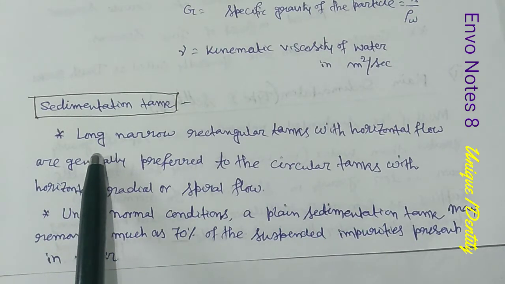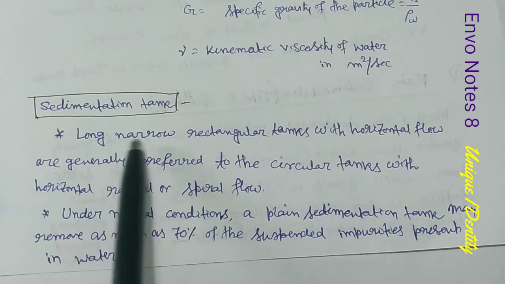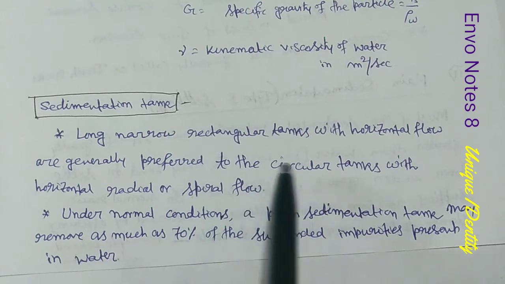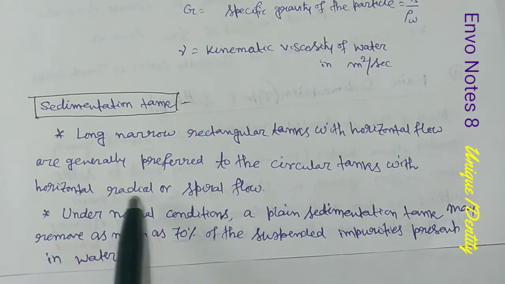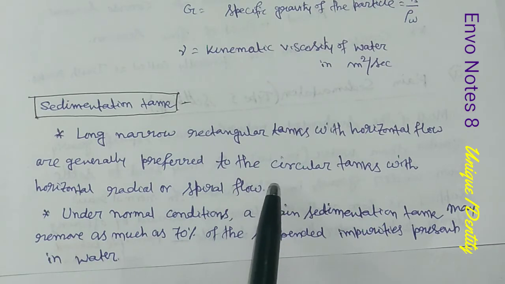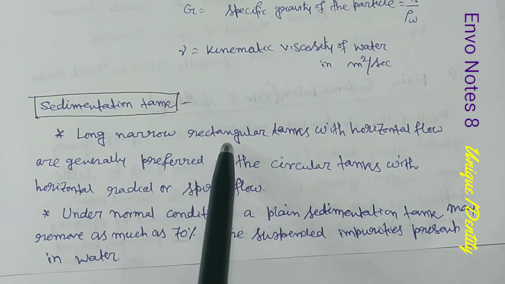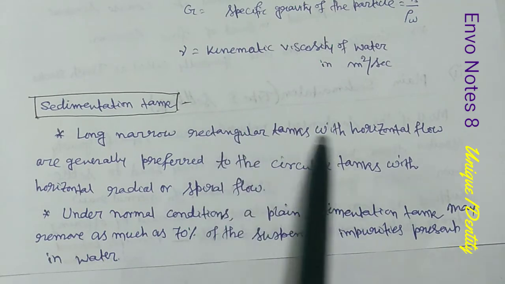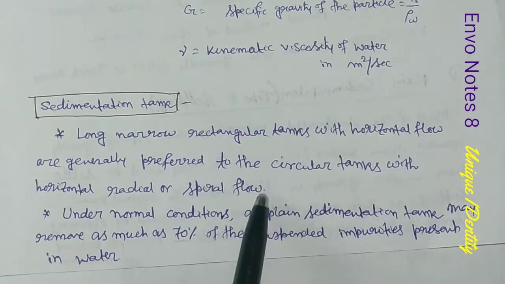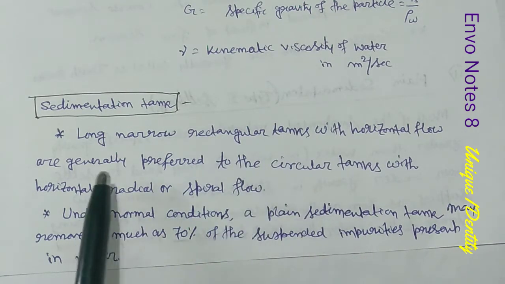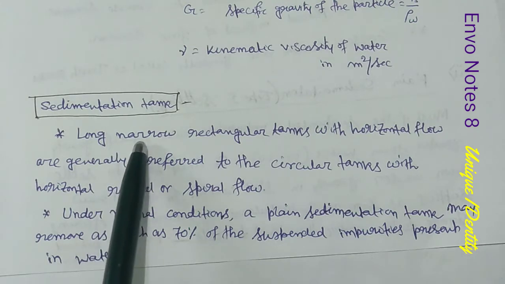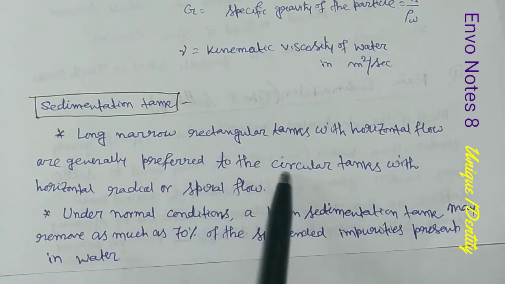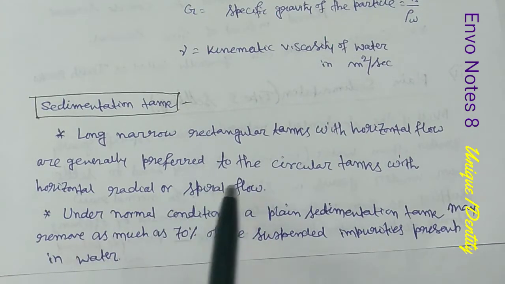I am giving you some one-liners. You just remember them or you may note them down. Long, narrow rectangular tanks with horizontal flow are generally preferred to the circular tanks with horizontal, radial or spiral flow. You know that the sedimentation tank may be rectangular or circular. And in rectangular tanks also there may be horizontal flow or maybe some vertical flow. I am coming to that chapter.